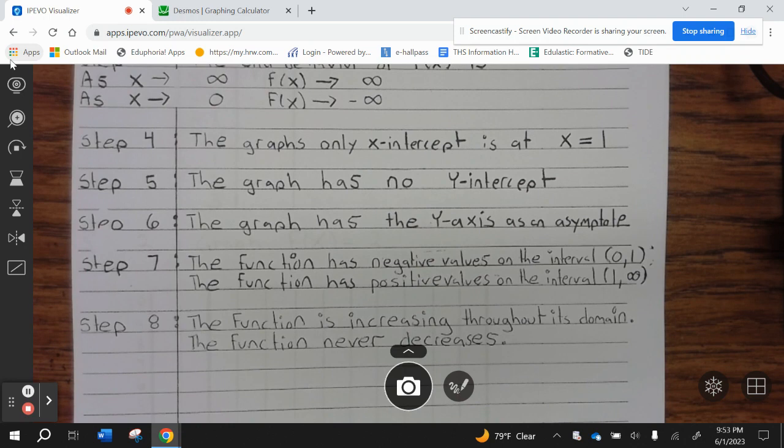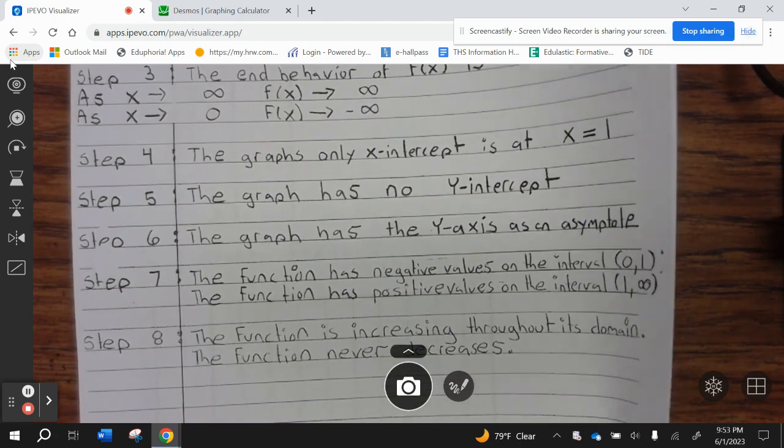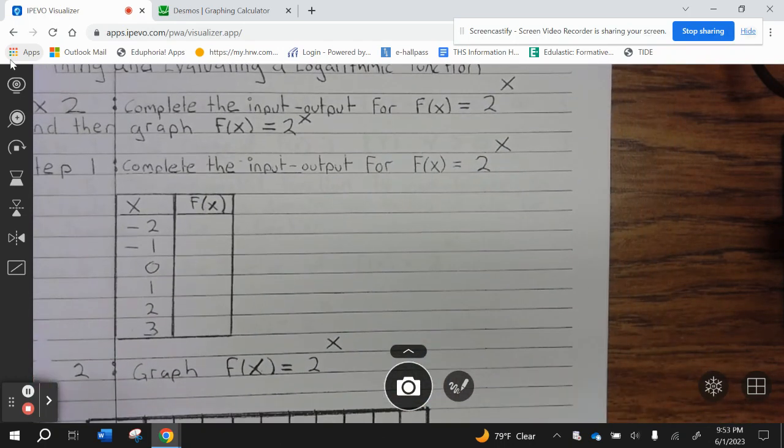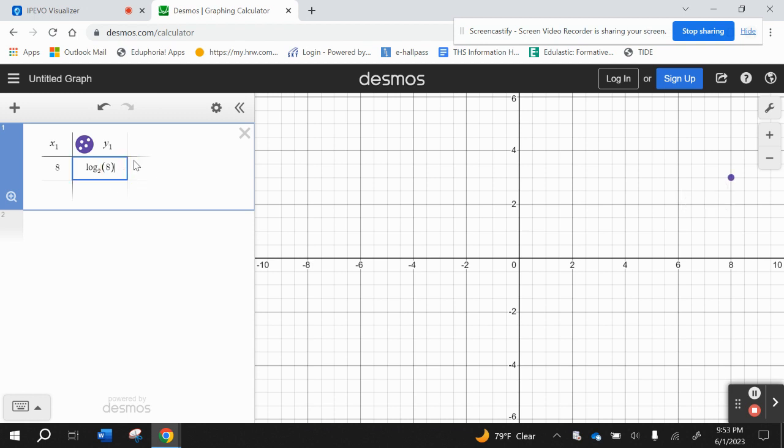The function has negative values on the interval 0 to 1, and the function has positive values on the interval 1 to infinity. The function is increasing throughout its domain. The function never decreases. All right, let's take a look at the next example. Okay, so let's go ahead and go back to our Desmos table.